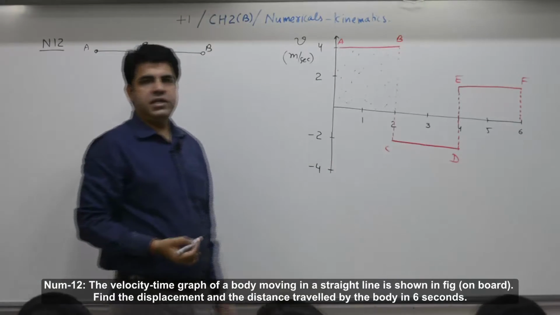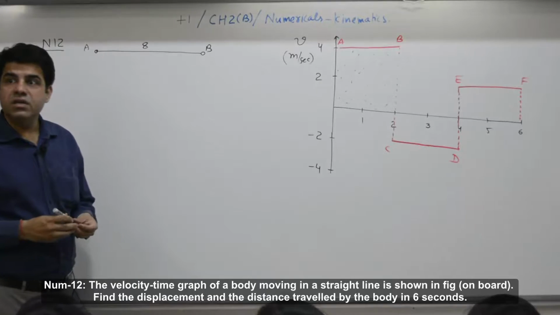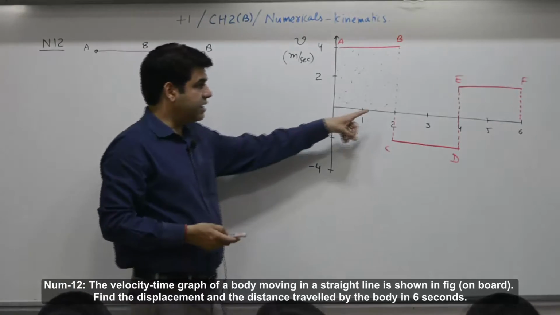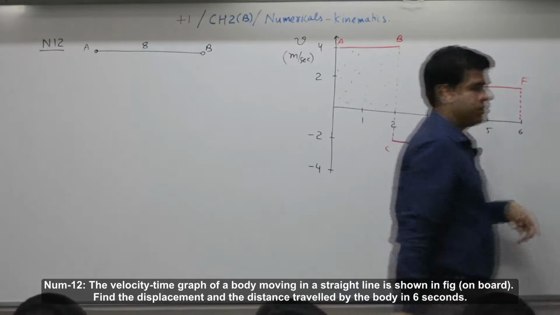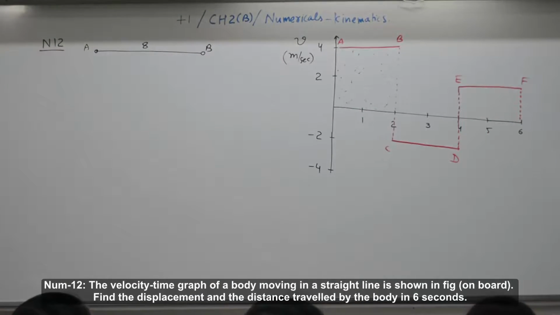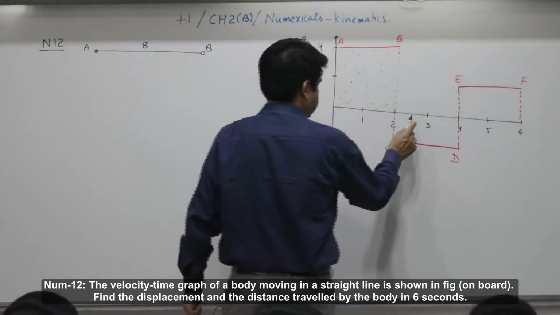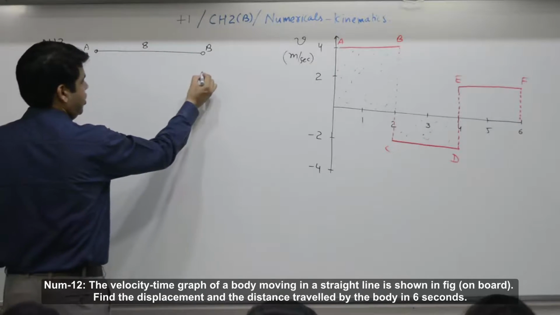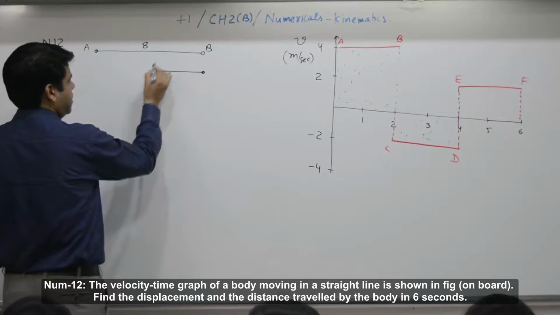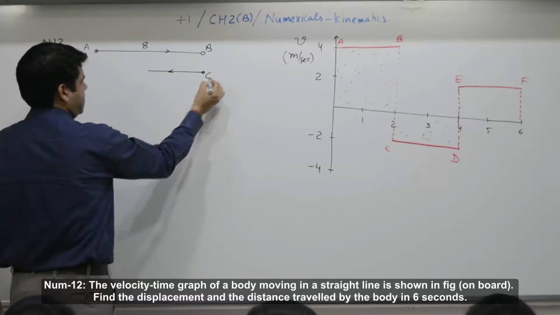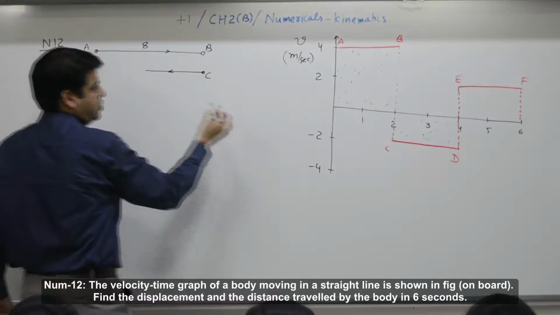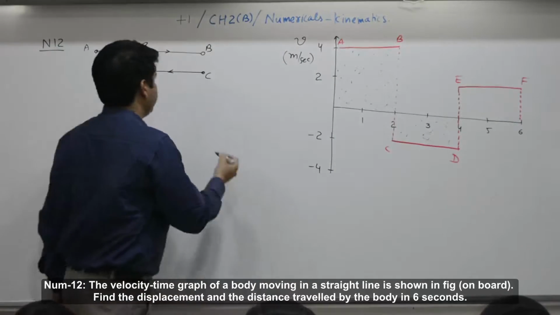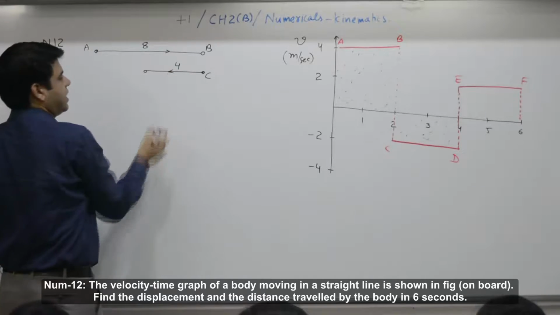Then C to D, it moves backward. How did we know? Velocity is negative, velocity is minus. Velocity negative means the particle moves in the backward direction. C to D, how much? 2 seconds, 2 meter per second. Distance covered is 4, but in the backward direction.